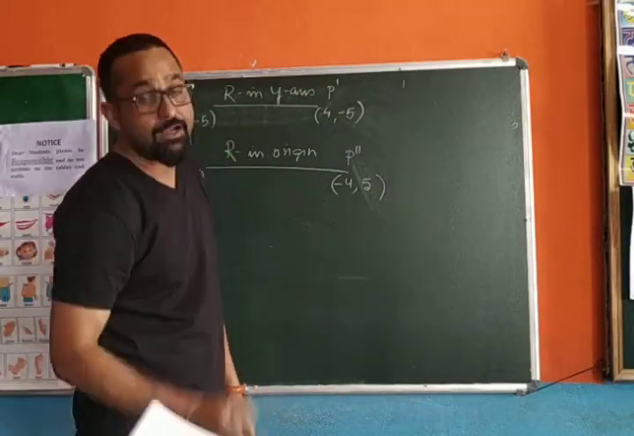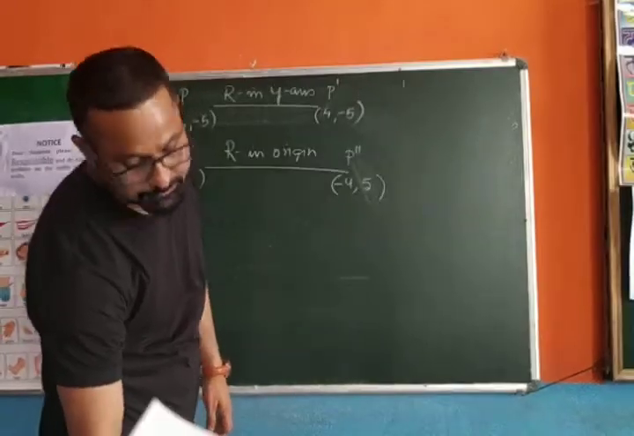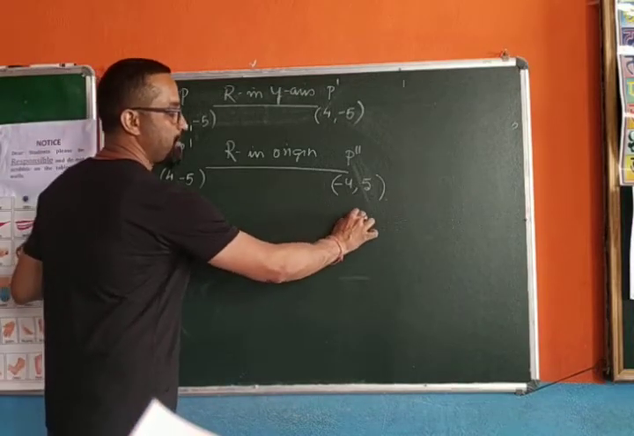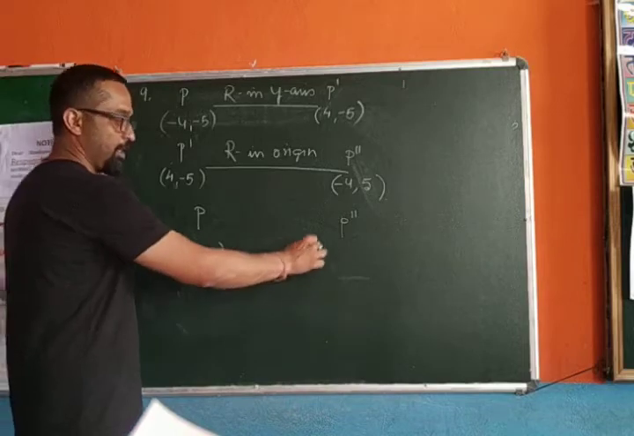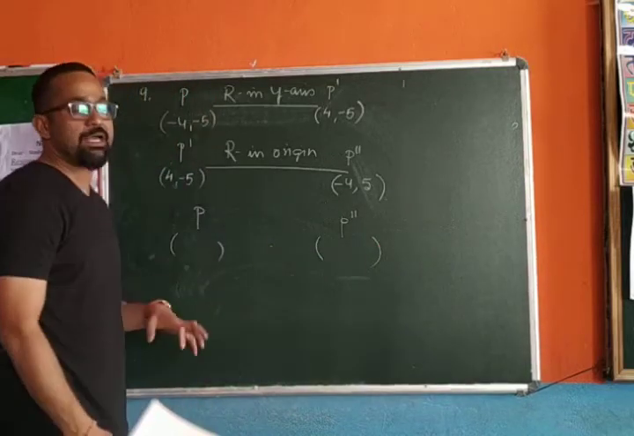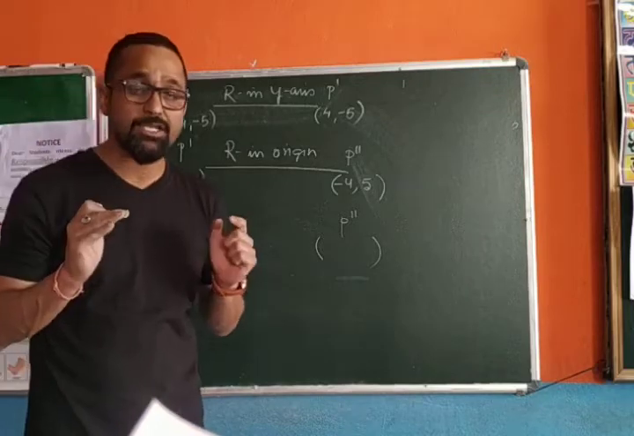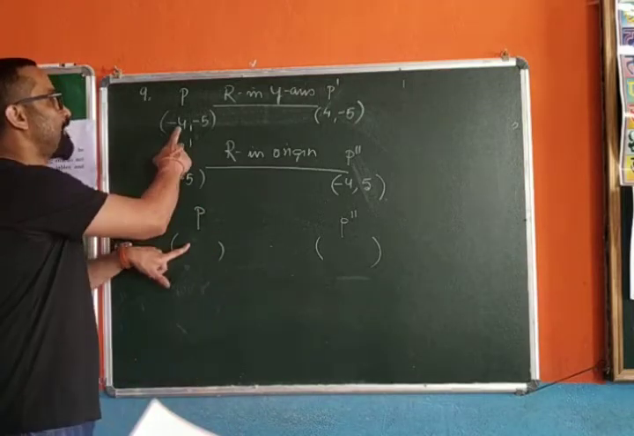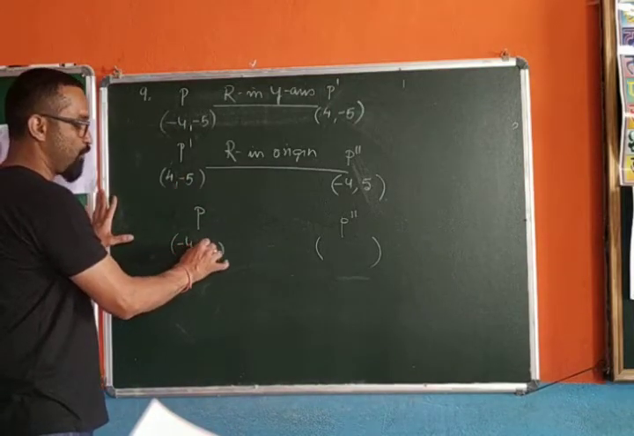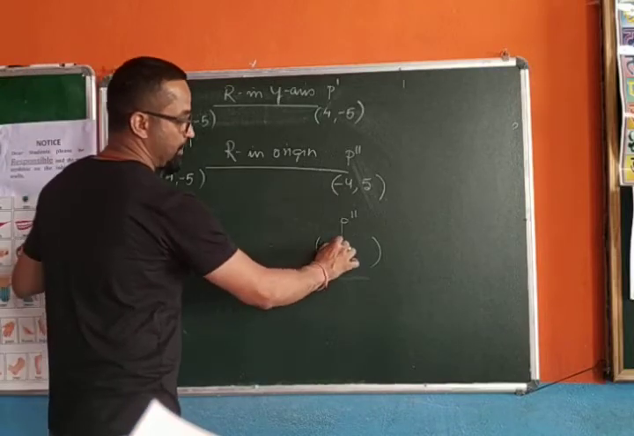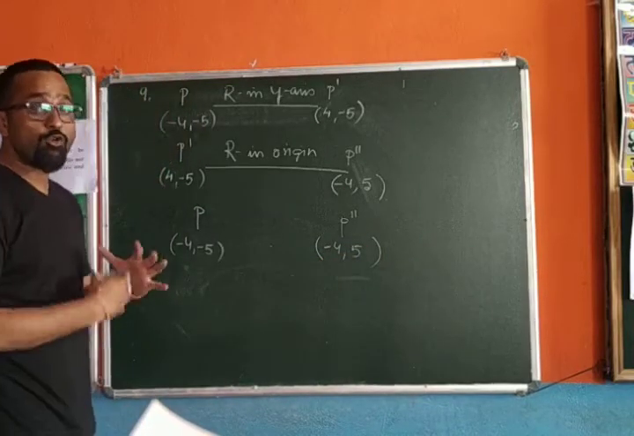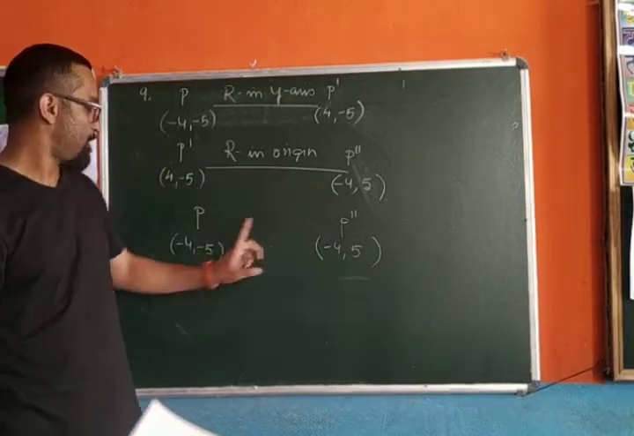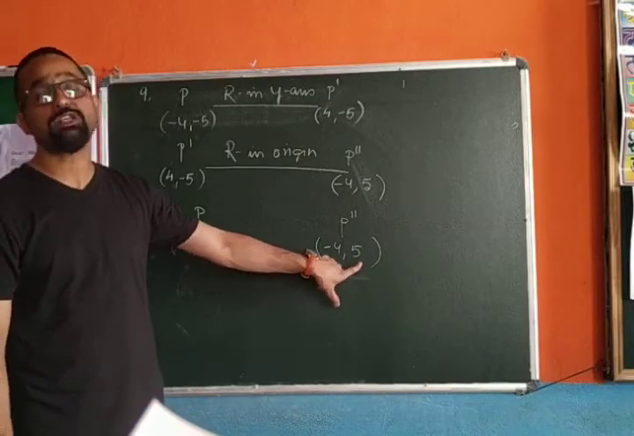Then it says, write down a single transformation that maps P onto P double dash. Single transformation means that you need to write down the axis in which the reflection is taking place. So you copy the value of P, -4, -5, and P double dash, -4, 5. Now compare the coordinates. -4 remains -4. -5 is changing to +5.